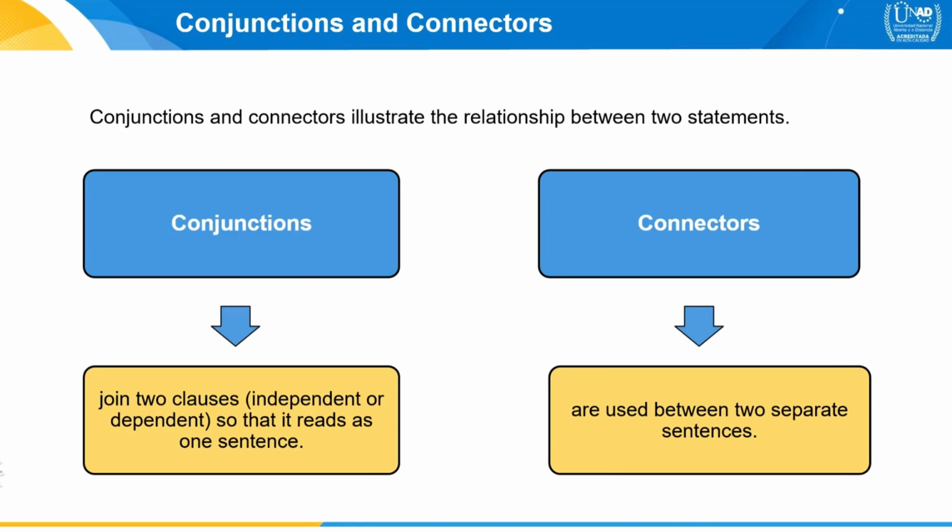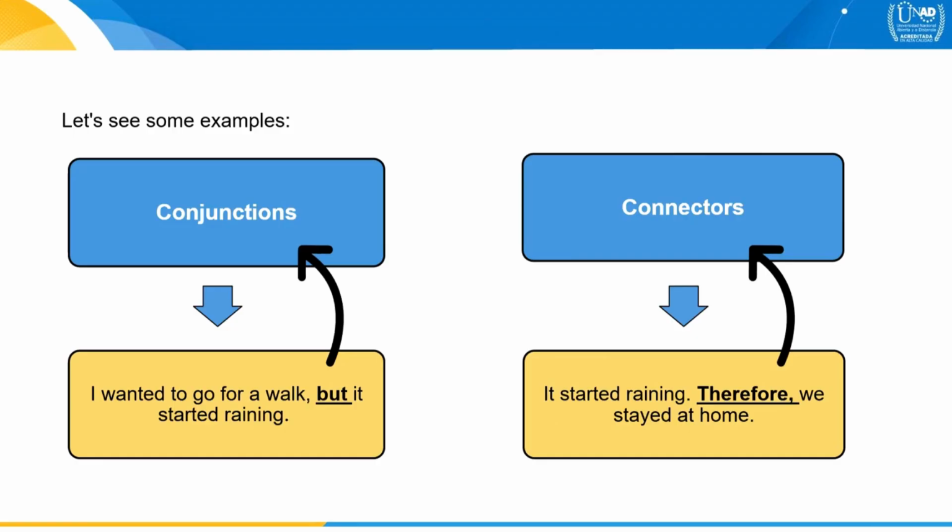Conjunctions and connectors illustrate the relationship between two statements. Conjunctions join two clauses, independent or dependent, so that it reads as one sentence. Connectors are used between two separate sentences. Let's see some examples. Conjunctions: I wanted to go for a walk, but it started raining. Connectors: It started raining. Therefore, we stayed at home.